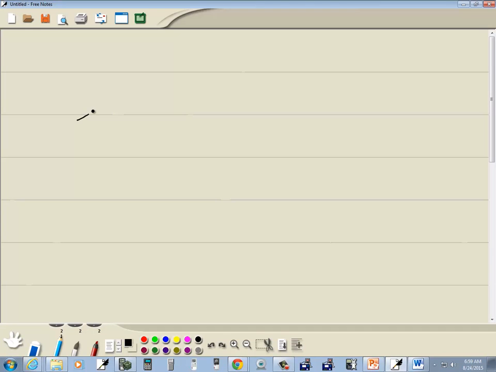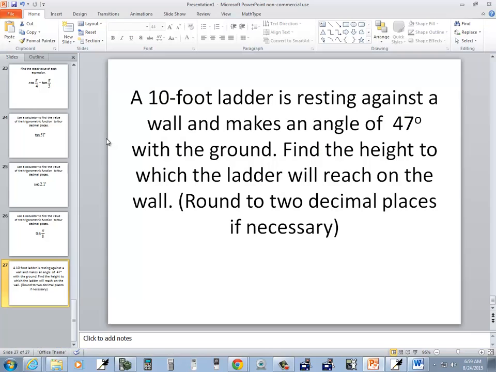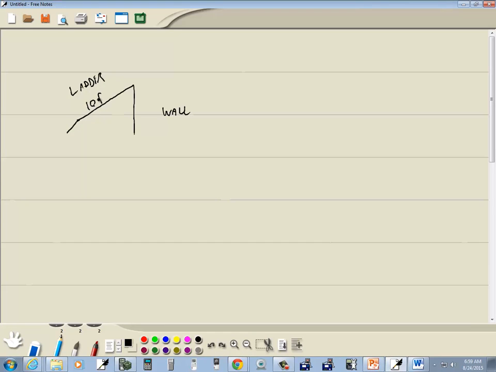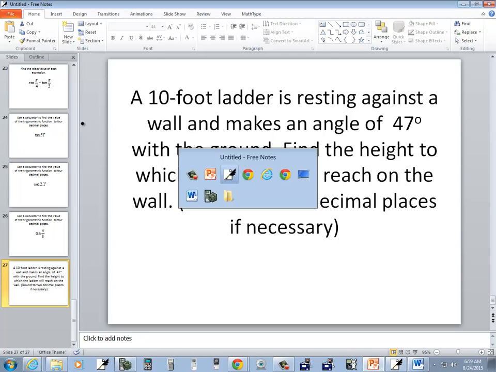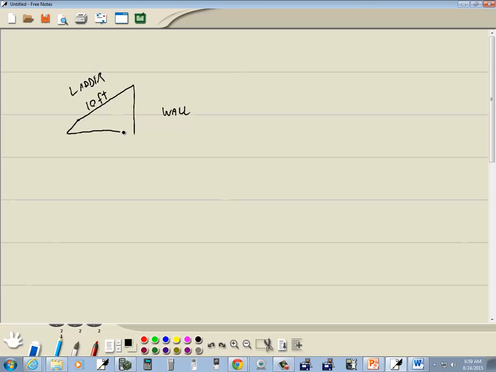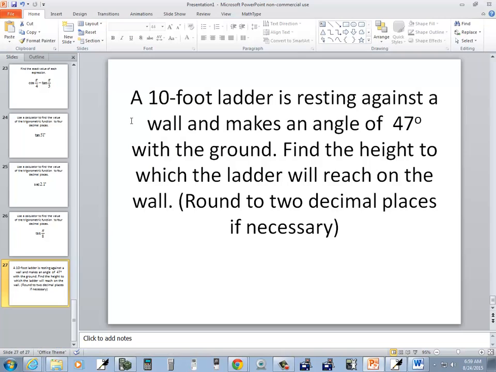Okay, so here's the wall over here, and here's our ladder going up like this. They're telling us that 10 feet is the distance of the ladder. It makes an angle of 47 degrees with the ground. That should be a straight line, but obviously I can't draw very straight. Find the height to which the ladder will reach on the wall.